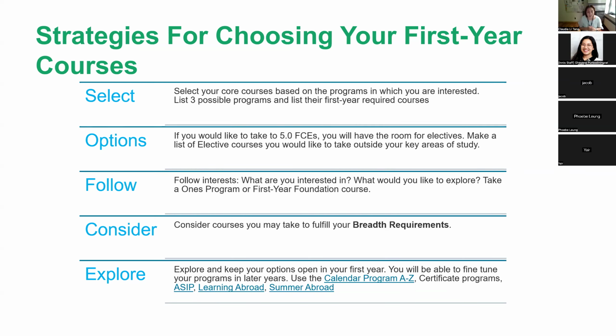So typically a full course load in a year is 5 full credits. That's considered a full-time course load. Even though you are able to take up to 6 full credits without permission, and you can add on to them, I would say for your first year, just to make sure that you understand and get through all the transitions, it's best to keep it at 5 maximum. So that's important.